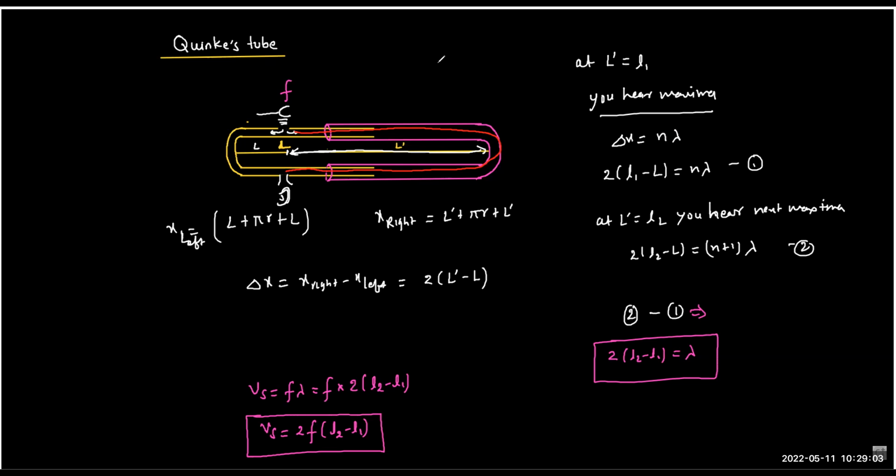So here I took L1, L2 as the two consecutive maxima. Now what if I take maxima and minima? So if at L dash equals L1 you hear maxima or maximum loudness, and at L dash equals L2 you hear the next minima.